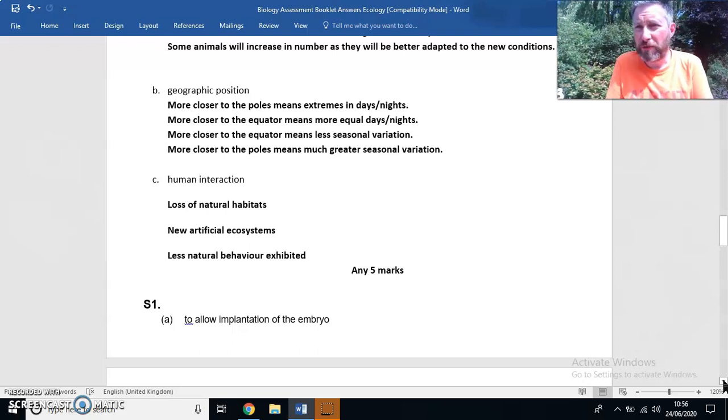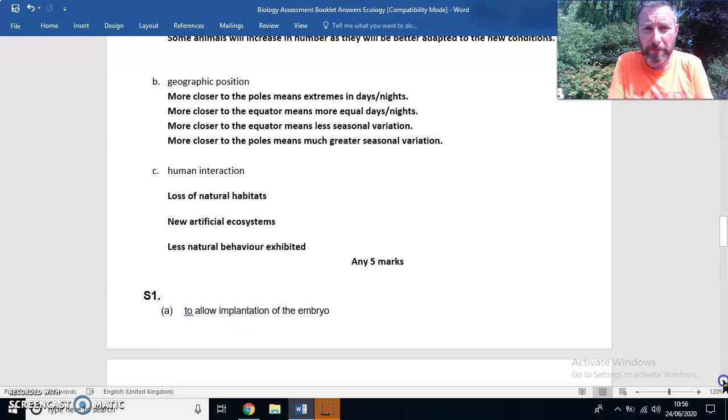Right, human interaction is the easiest one. How does human interaction affect the biodiversity, or have an effect on organisms? So what happens is you lose natural habitats because we use that for farming, for food, for all sorts of things. We end up with new artificial ecosystems. We build parks and organisms like all that, and you might get less natural behaviour exhibited. So foxes don't naturally go through bins. This is learned behaviour because of the encroachment of human beings. Things like that. So there's a variety of things there you could have gone with. I think it was a difficult question to get right, to be honest.